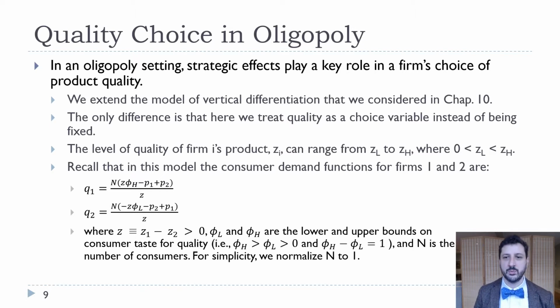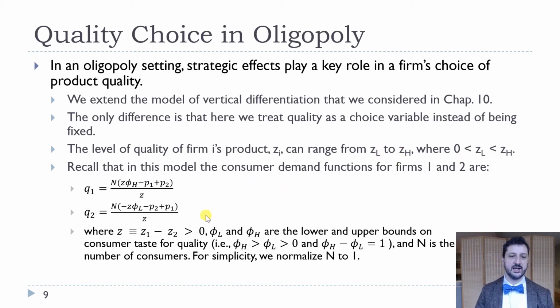In an oligopoly setting, we have to think about how my choice of quality affects my demand compared to your choice of quality. We've already solved this model in chapter 10, where we had quality in the model, but it was exogenous there. Firms didn't get to choose it. Here we're going to allow firms to choose quality, still Z, ranging from some level ZL to ZH, where ZL is less than ZH.